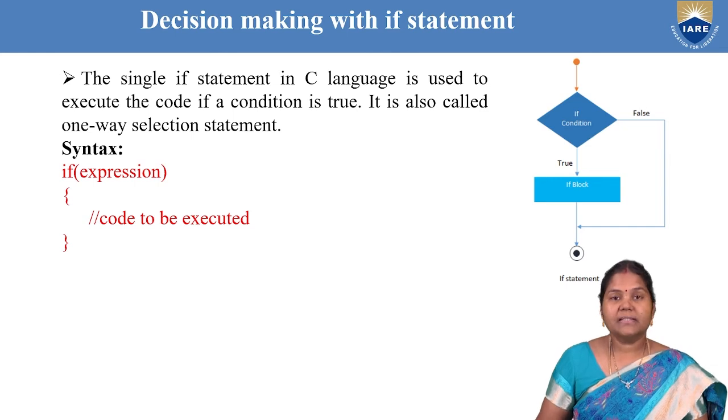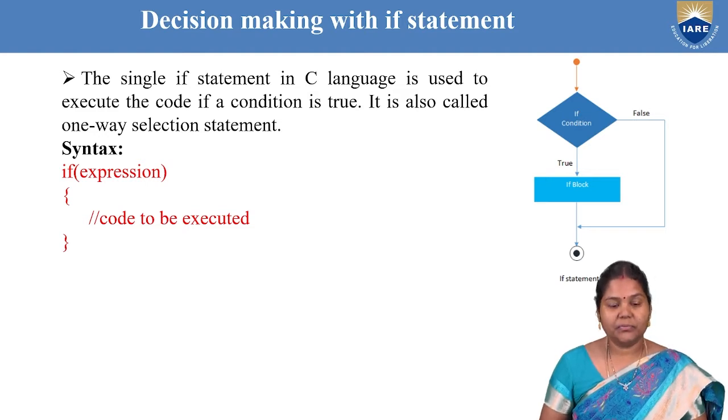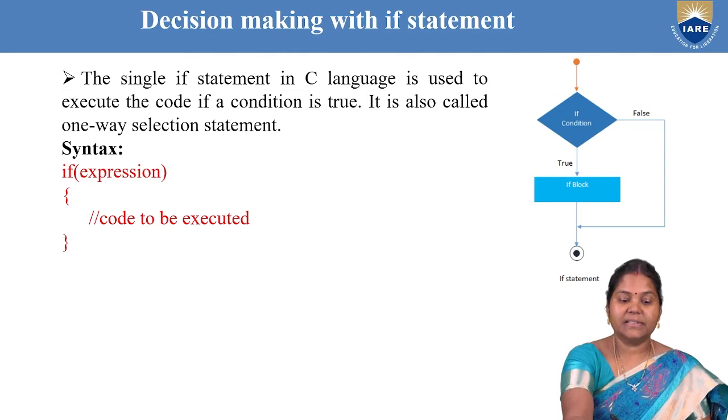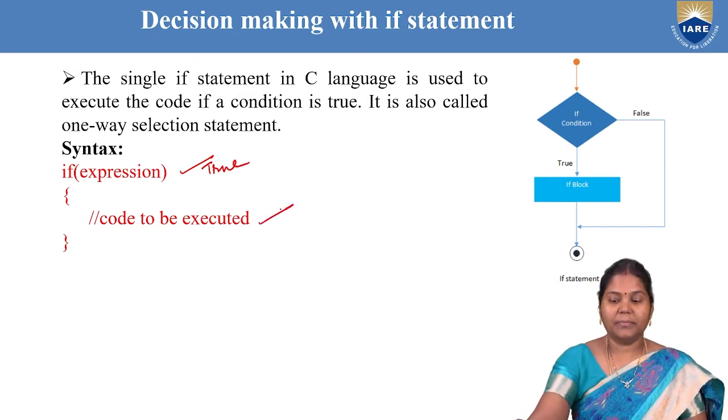Now, first, let us talk about the simple if statement. The single if statement or simple if statement in C is used to execute the code if the condition is true. If the condition is false, then it will come out of the if condition, and any code which is below the if condition will be continued. It is also known as a one-way selection statement. So, you have to write down the syntax like this: if any expression, if that expression is true, then only the code block will be executed.